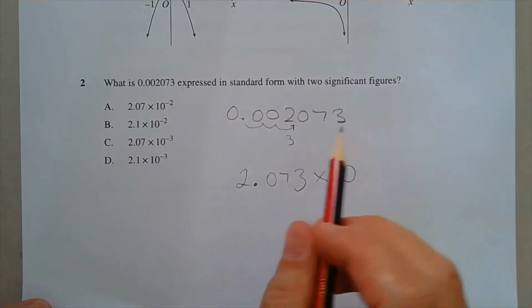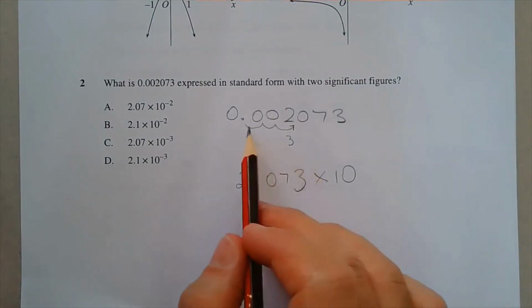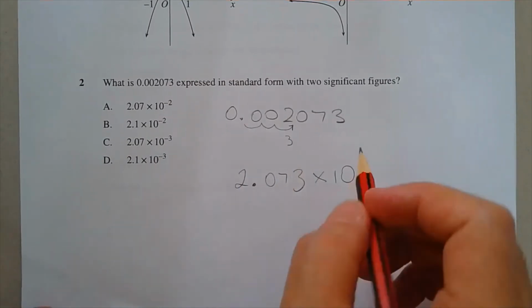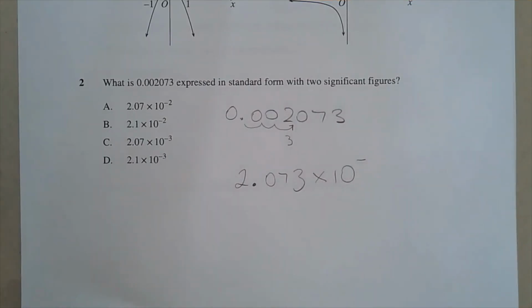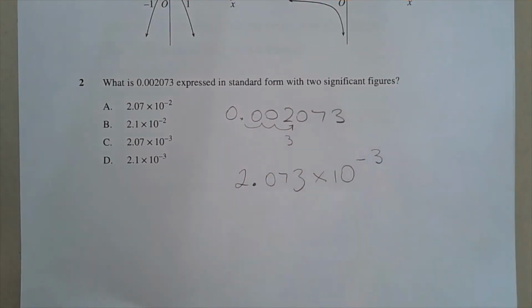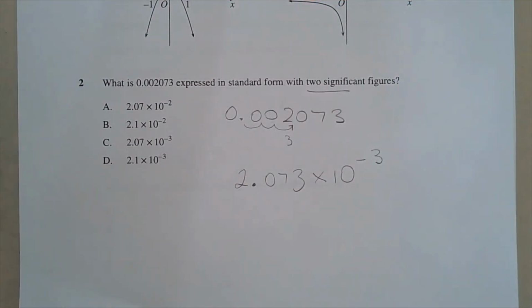Now, because we're making a very small number into a bigger number, 0.002 is much smaller than 2.073, we need to put a minus sign in front. And the number that you put behind the minus sign corresponds to the number of places you've moved the decimal point. So 1, 2, 3, done. Now, we haven't quite answered the question. We still need two significant figures. So now we need to round our number in scientific notation.